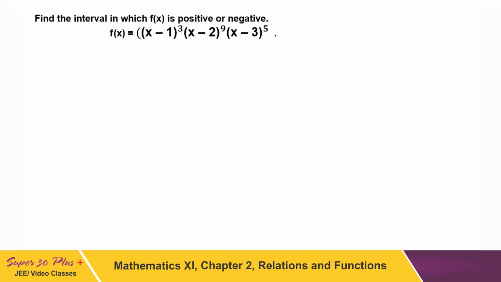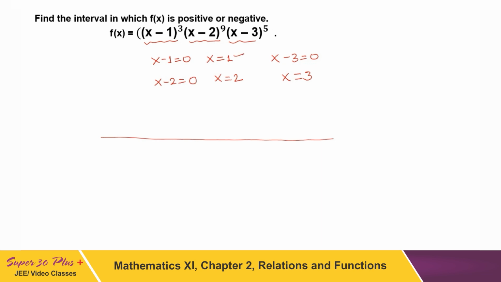Let's see an example. Find the intervals in which f(x) is positive or negative. f(x) is given here in linear factor form. Find the critical points. x minus 1 equals 0, so x equals 1; x minus 2 equals 0, so x equals 2; x minus 3 equals 0, so x equals 3. Linear factors have odd powers, so the basic sign scheme will be maintained. Now arrange the critical points on the number line in increasing order. The critical points are 1, 2, 3.